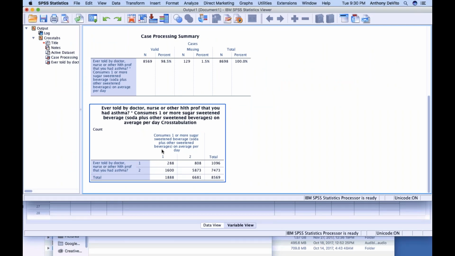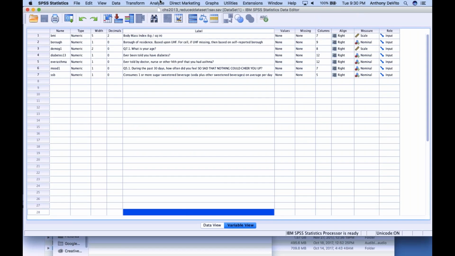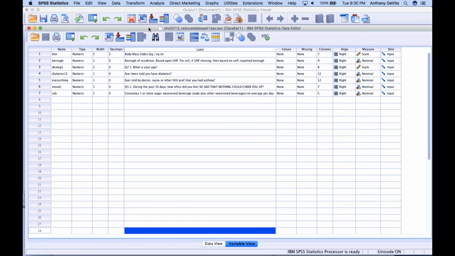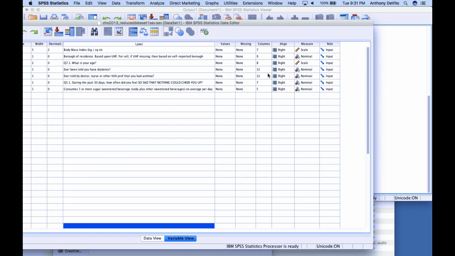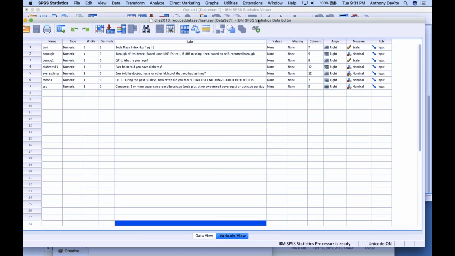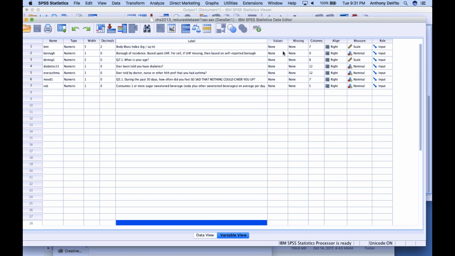So among people that consume one or more sugary drinks, 288 of them have been told they have asthma by a doctor. Well, I'm not sure, right? Because I don't know what one represents here, do I? Oh, you know why? Because we haven't coded that variable yet. So I have to go back here again because it's displaying 1 and 2. The answers are in the survey, but it's not telling us what 1 and 2 represent. That has to go in for any of these variables that are categorical variables. That number has to go into the values here so we know what it is.